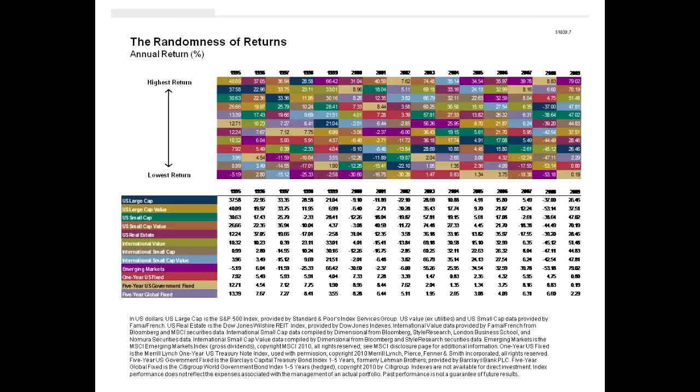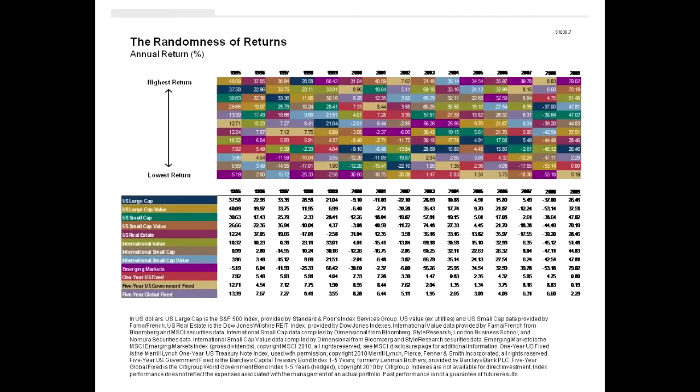We have dark blue being U.S. large cap. We have gold being U.S. large cap value. We have green is U.S. small cap. We have orange, U.S. small cap value. We have red, U.S. real estate. We have olive, which is international value. We have brown, which is international small cap. Light blue, which is international small cap value. We have emerging markets, which is magenta. We have the coral being U.S. 1 year U.S. fixed. We have tan being 5 year U.S. government fixed, and we have gray being 5 year global fixed.